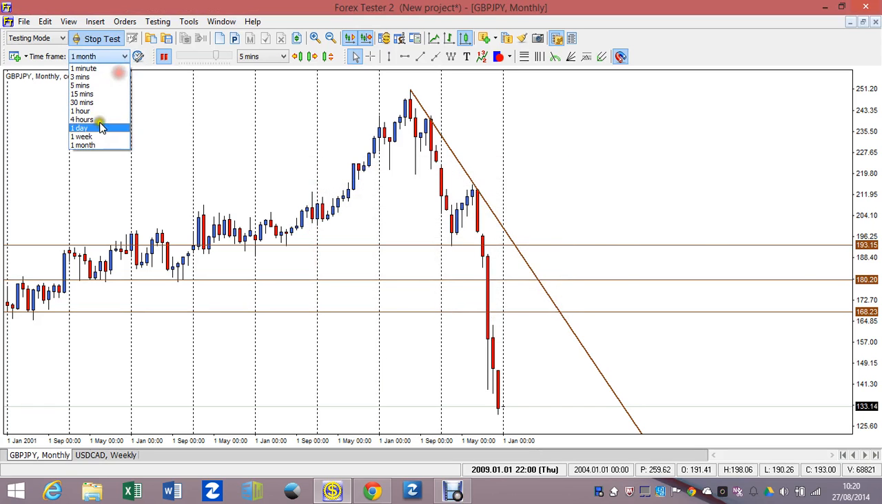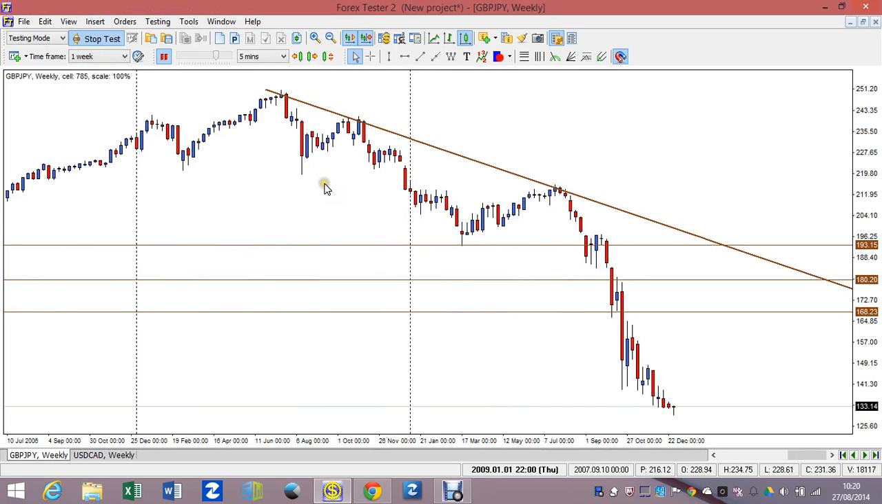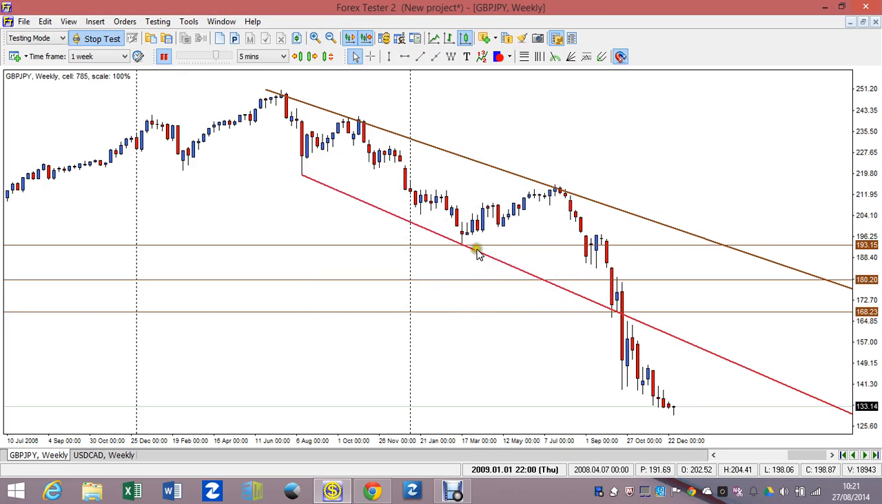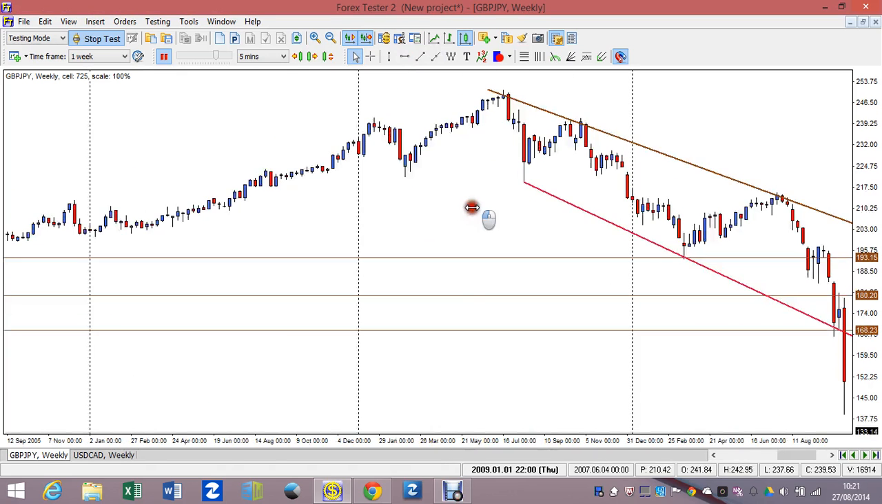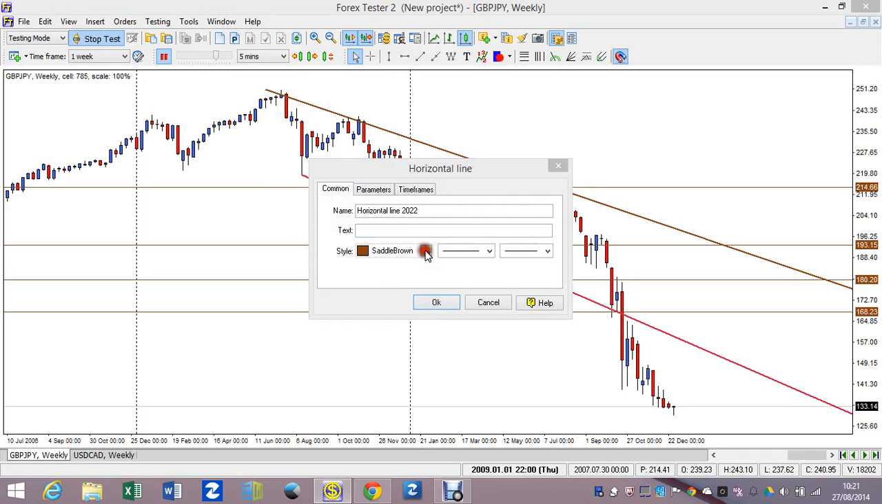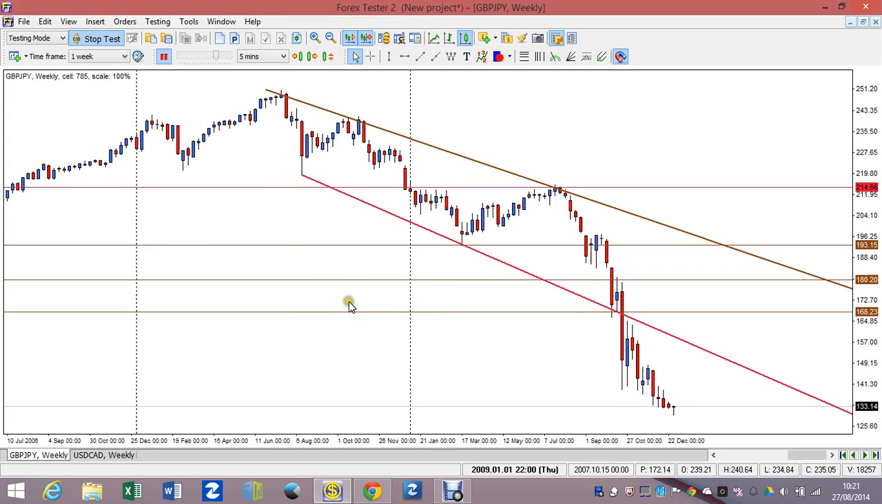And we'll look at the weekly on that as well. Potential channel there. This one there on the weekly. So quite happy with those levels.